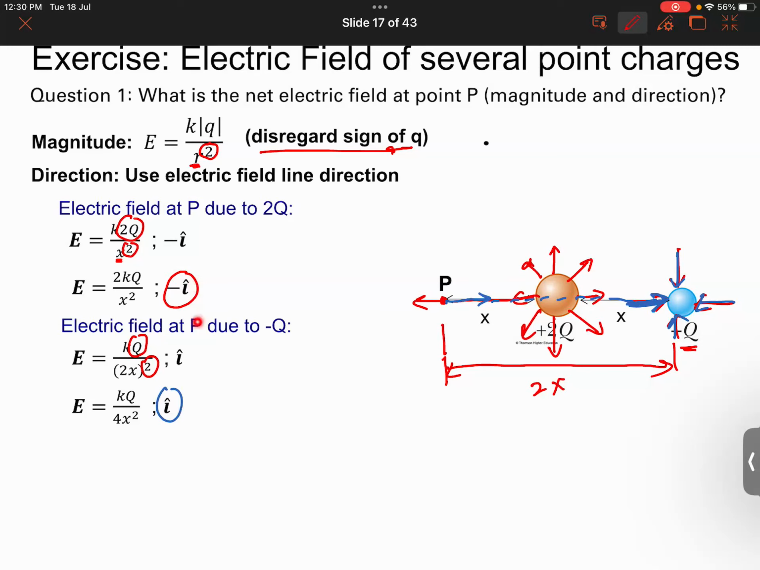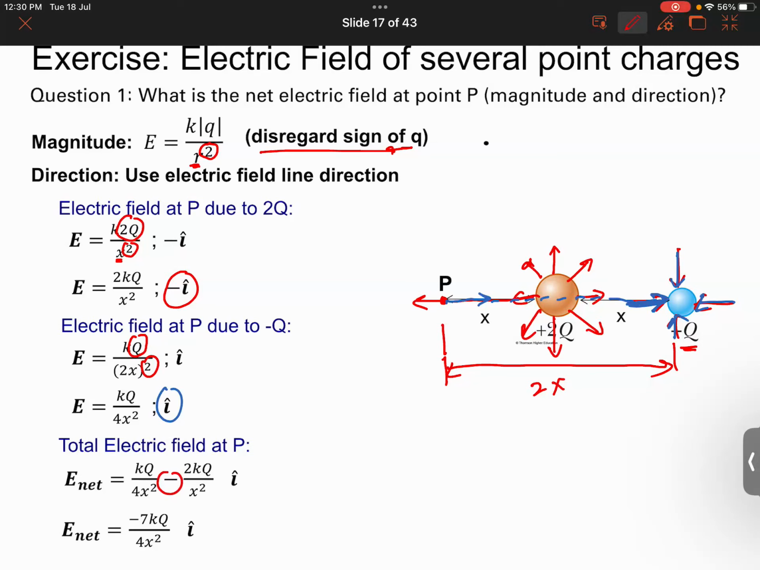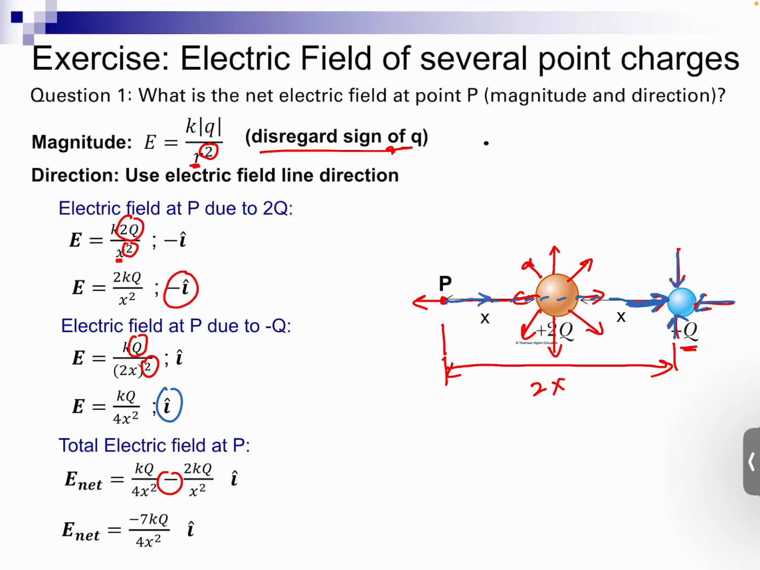Then finally, to find the total electric field, just do vector addition for these individual electric fields. One is negative, so this 2kq/x² is negative. This kq/4x² is positive, giving you that answer for the net electric field.